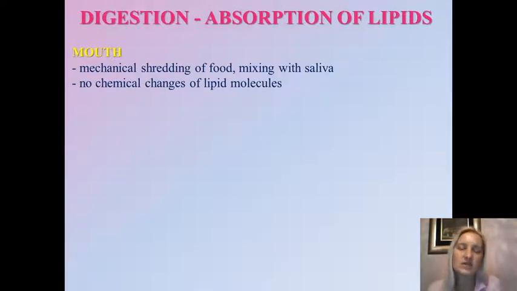In carbs digestion, we had chemical degradation of starch and glycogen by alpha amylase. But speaking of lipids, no chemical changes, no enzymes involved in this stage of digestion.